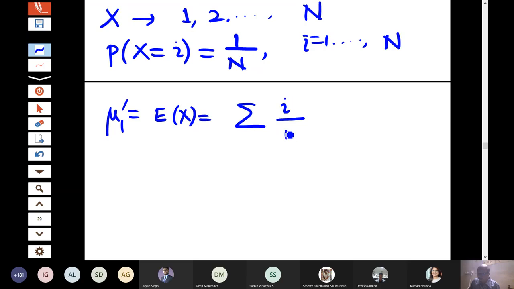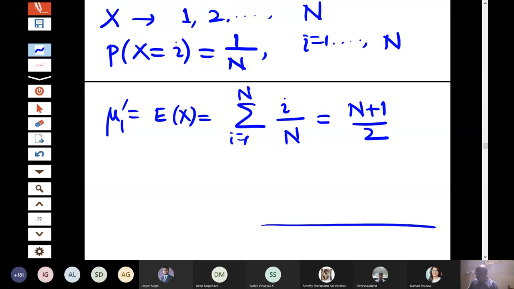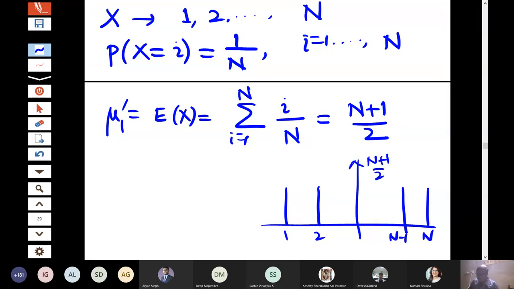So the mean is the sum of i by n, i equal to 1 to n. All of you know the sum of the first n integers: it is n into n plus 1 by 2. So this becomes (n plus 1) by 2, which is of course the mid value also, because if you are giving equal probability to the points, then the mid value will be n plus 1 by 2.